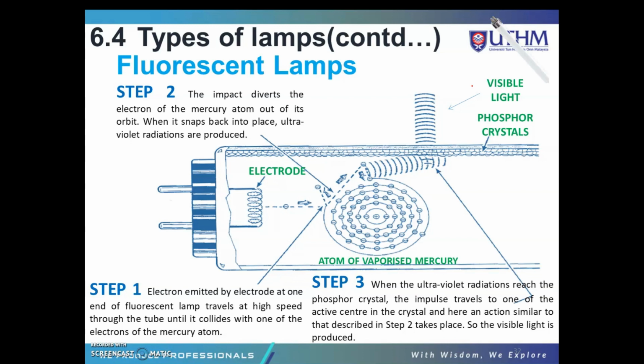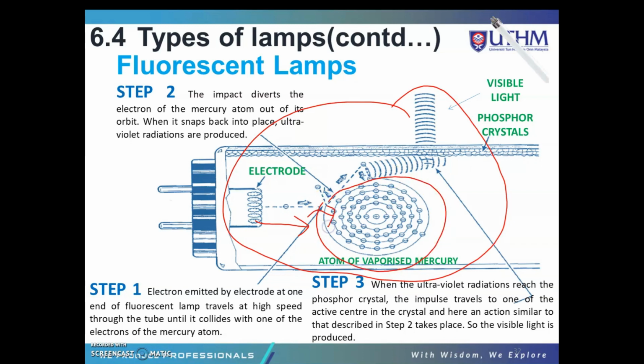Okay, then is the fluorescent lamps. So this is how the fluorescent lamps operate, how the visible light is produced. This is the inside of the fluorescent lamp. The first step is that an electron emitted at one end of the fluorescent lamp travels at high speed through the tube until it collides with one of the electrons of the mercury atom.